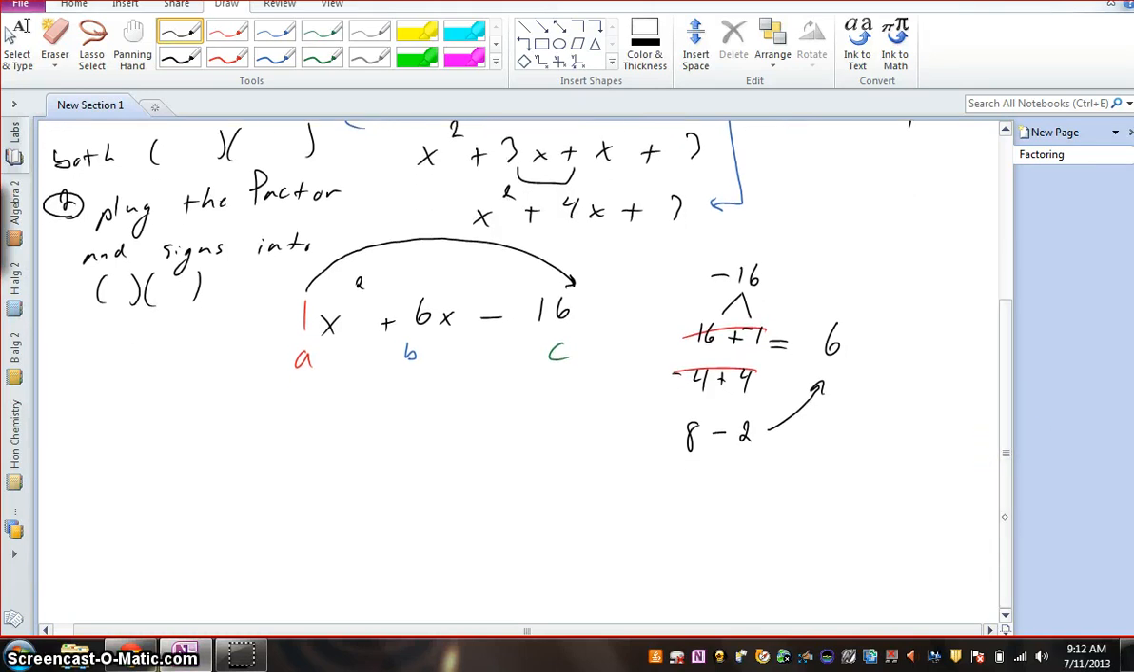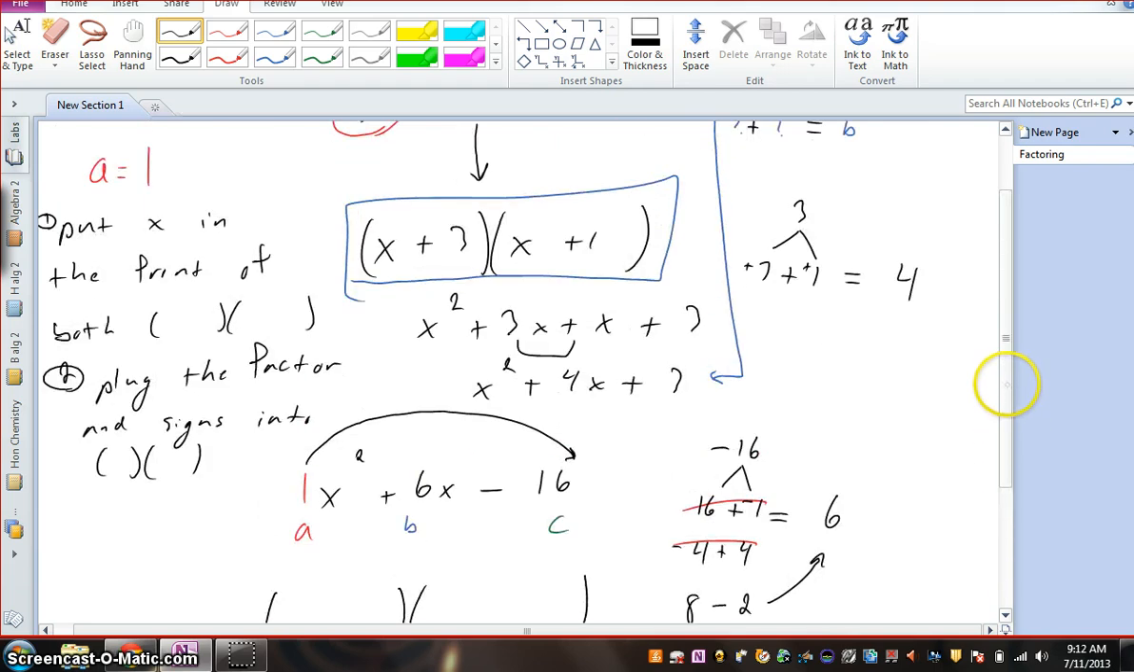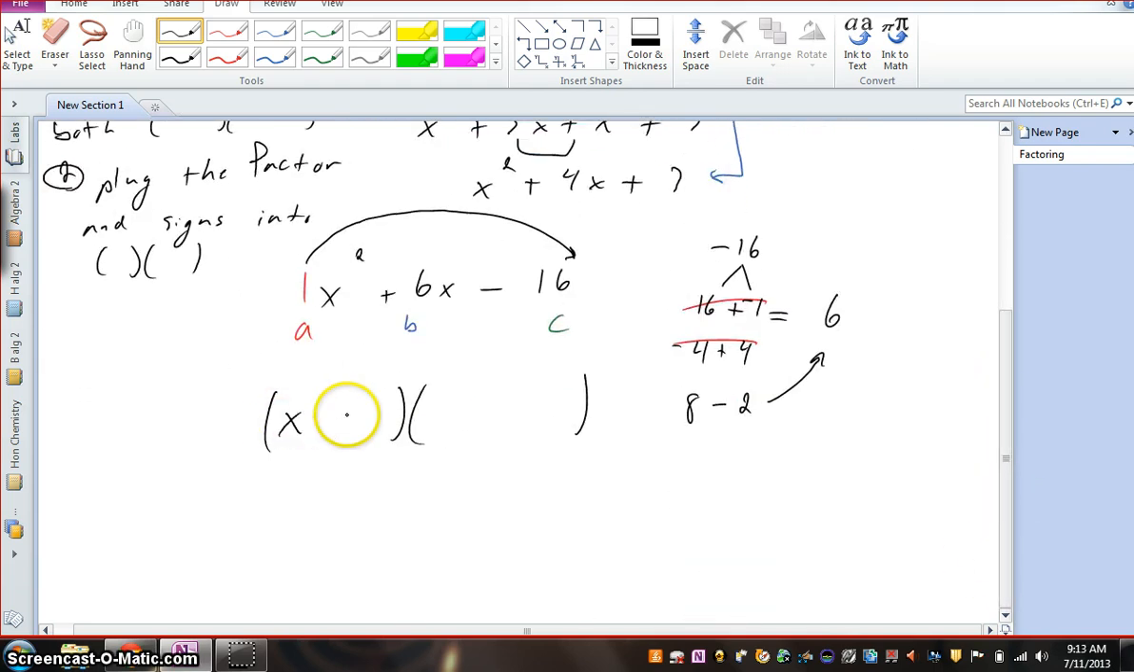So, now, since this is an a squared, since this is an a of 1, I already know, just like I put in step 1 up here, that we can go ahead and just put an x right in the front of both of these. Simply because the a is 1. That's all you gotta know.